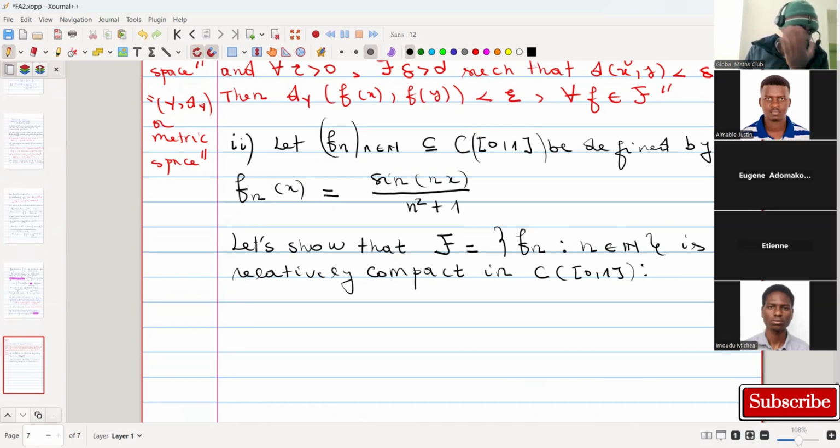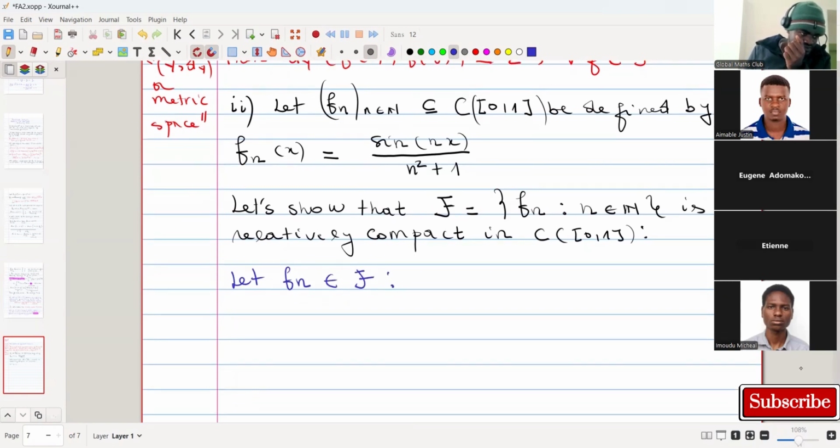So now what can we say? Now, let F_n be in this set. What is the absolute value of F_n(x)? The absolute value of F_n(x) is the absolute value of this function.